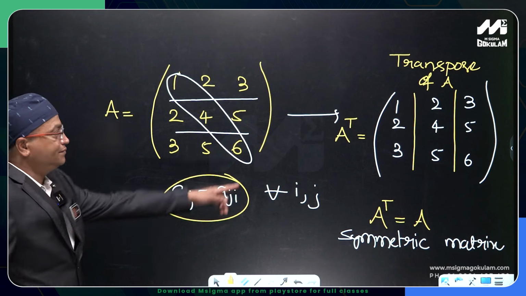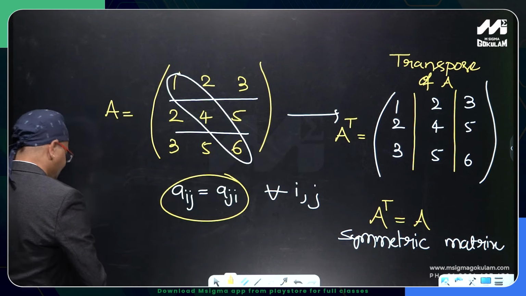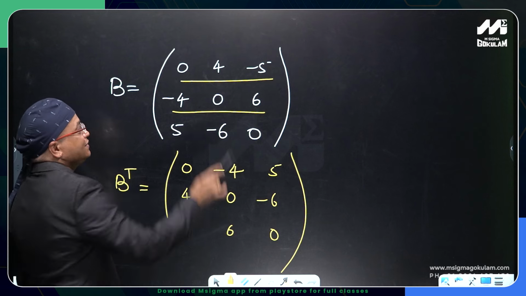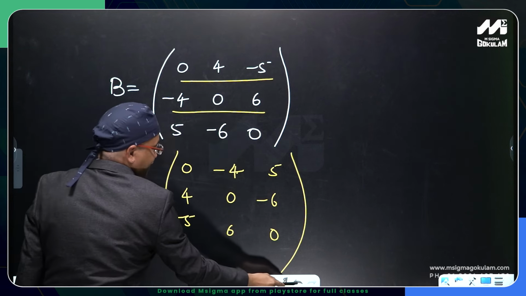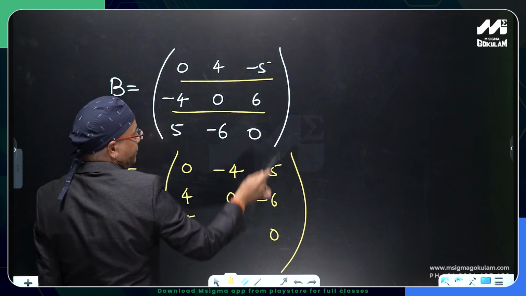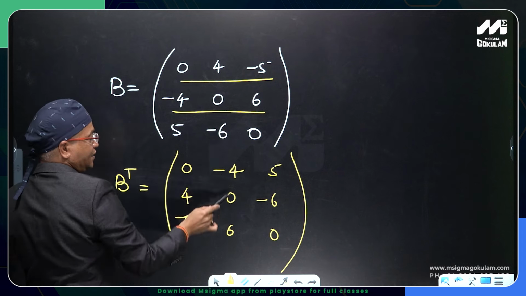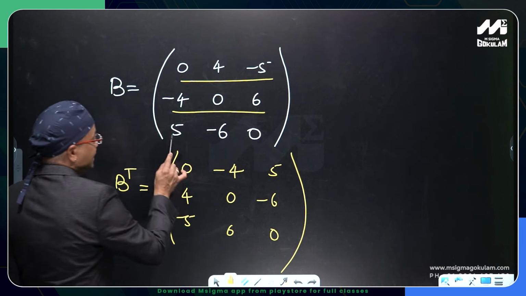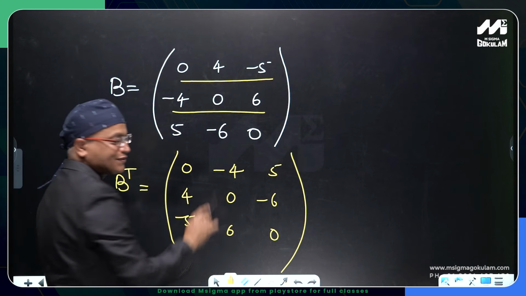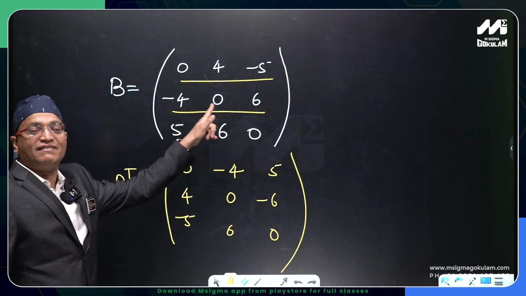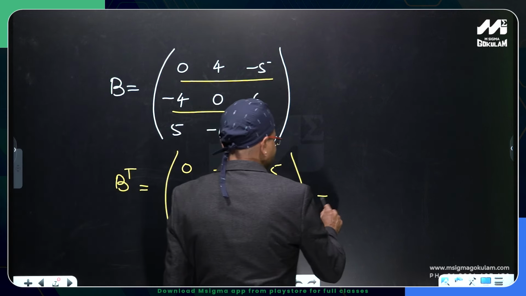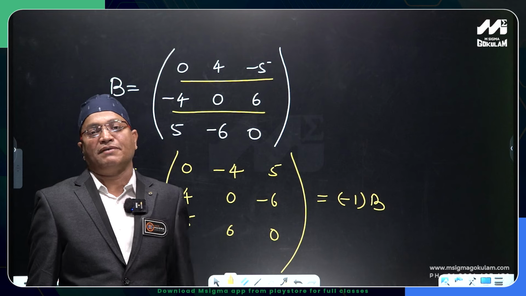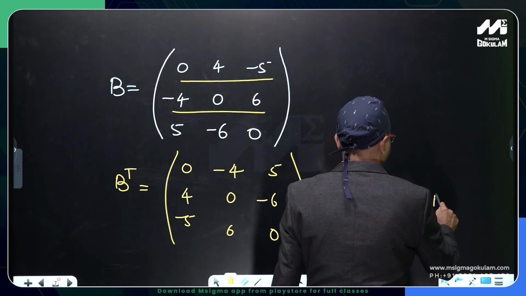Like in the previous example, that matrix was the same, but here it is not like that. So, how does it come? If I multiply each and every element with minus 1: 0 into minus 1 is 0; 4 into minus 1, minus 4; 5 into minus 1, minus 5; minus 5 into minus 1, plus 5; minus 4 into minus 1, plus 4; 0 into minus 1; 6 into minus 1, minus 6; 5 into minus 1, minus 5; minus 6 into minus 1, plus 6; 0 into minus 1. So, you get this matrix by multiplying each and every element with minus 1. That means my B transpose is minus 1 into B. When you multiply a matrix with a constant, you have to multiply each and every element. Then it is minus B.